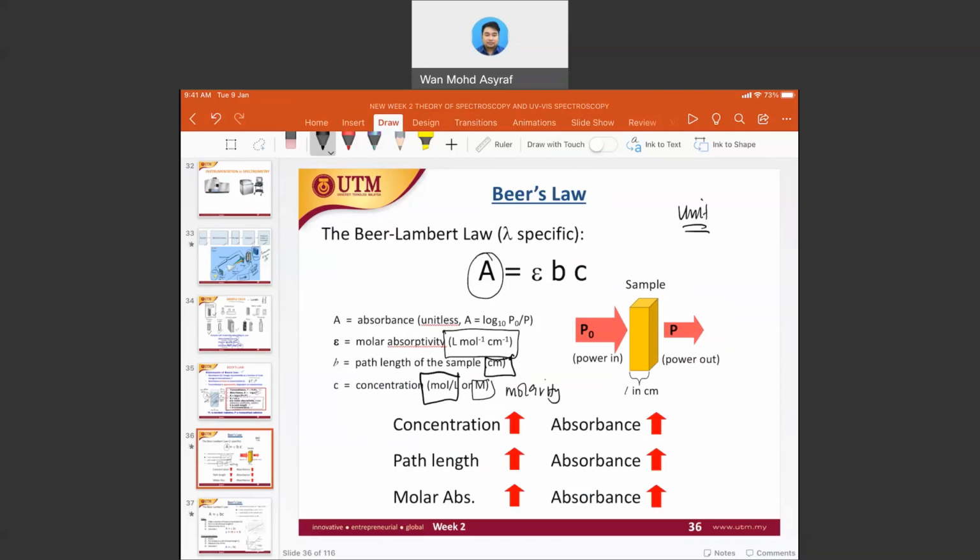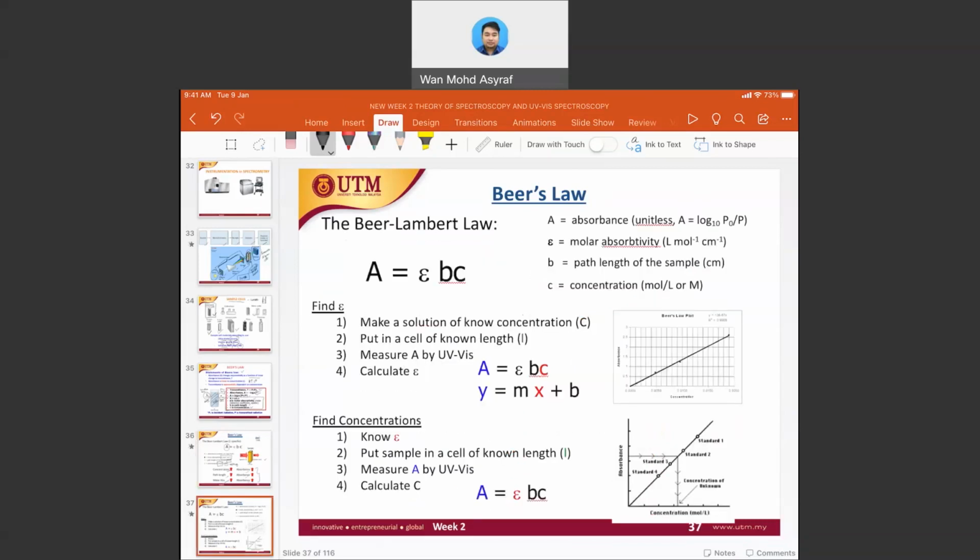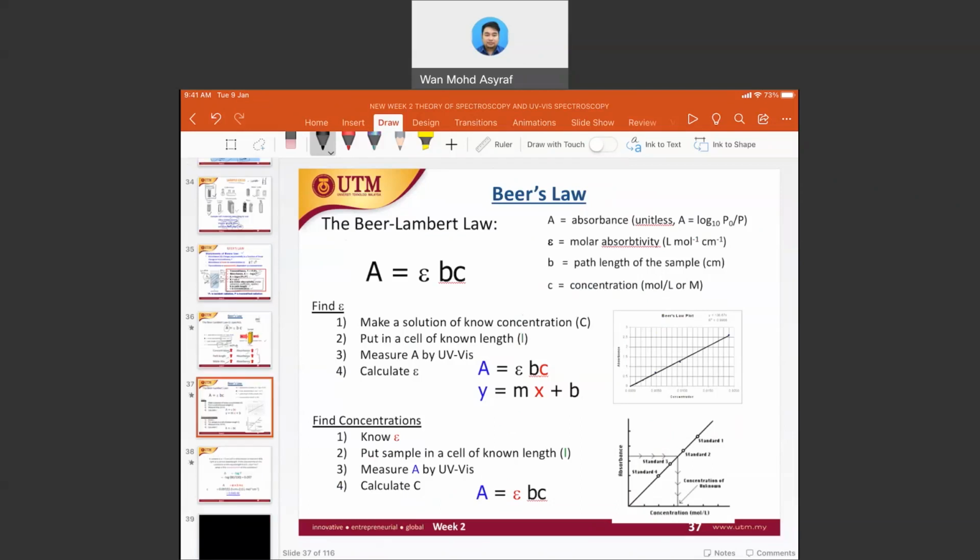This is something that we have looked at before. Basically, the higher the concentration, the higher the absorbance; the higher the path length, the higher the absorbance; and the higher the molar absorptivity, the higher the absorbance. So basically, this is also the extension of the explanation of Beer's law.